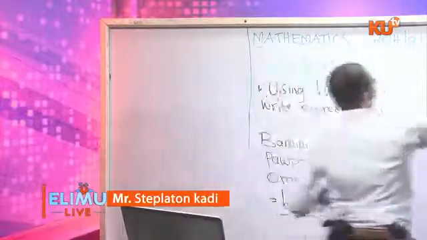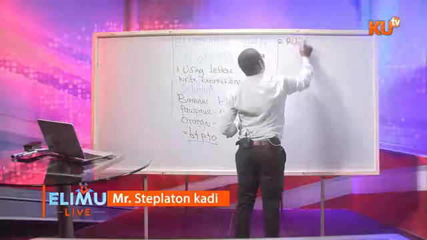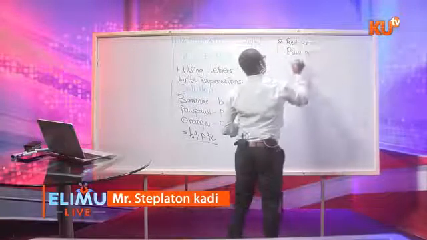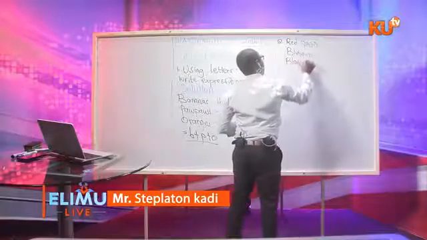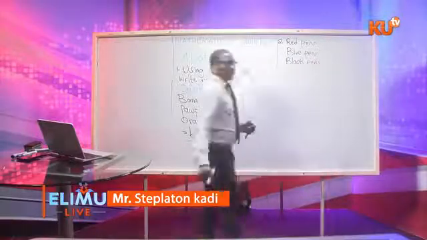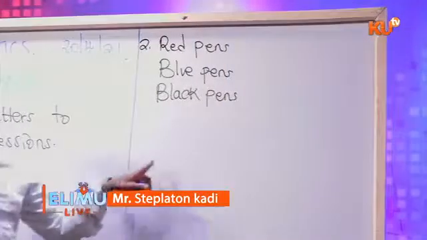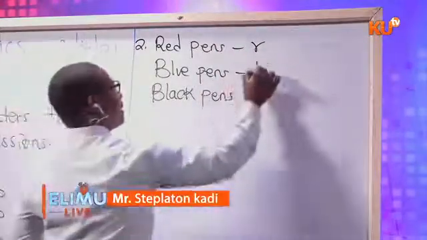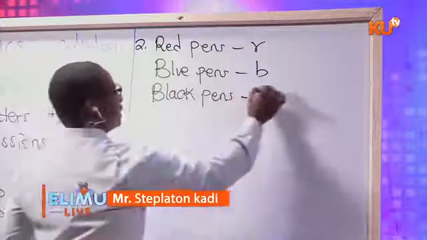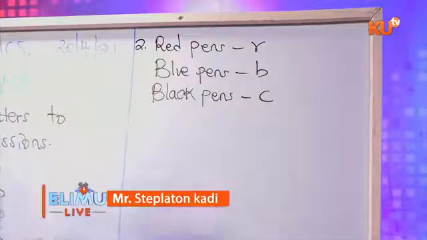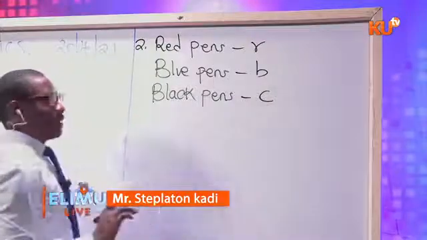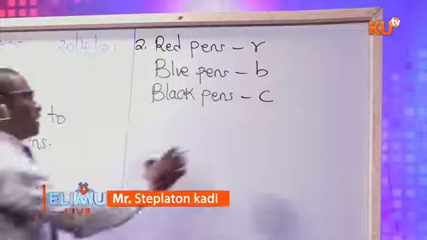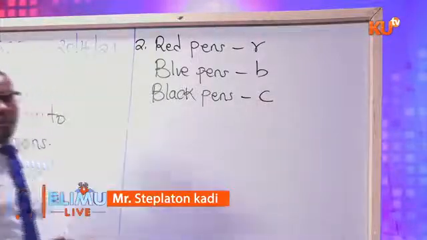We had red pens, blue pens, and black pens. We are told that the red pens were R, the blue pens were B, and the black pens were C. So the number of red pens is represented by letter R, the number of blue pens is represented by letter B, and the number of black pens is represented by letter C.